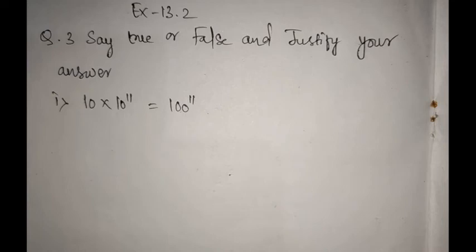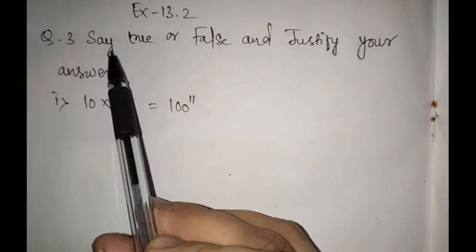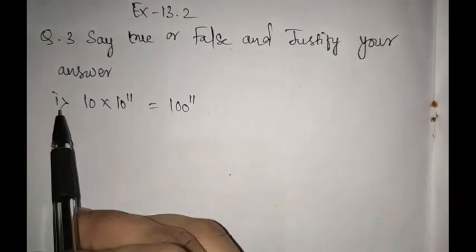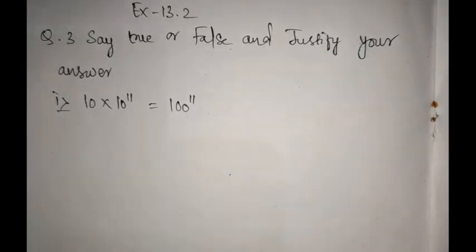So students, from today onwards we are going to start question number 3 from exercise 13.2, as question number 2 is already over now. Question number 3 says: say true or false and justify your answer. The first part is to write whether it is true or false. Also you have to justify your answer. If it is true, then why it is true. If it is false, then why it is false. You have to justify by doing the problem.